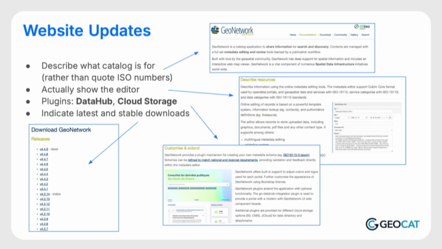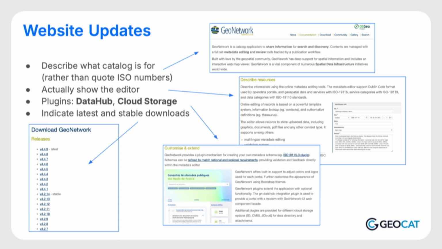We also have some website updates, and I did this at one of the code sprints where we went through the website and refreshed it a little bit, describing what the catalog is for, what a catalog does, rather than just talking about ISO numbers. We actually showed the editor, which so many people value. It wasn't previously visible on the website.